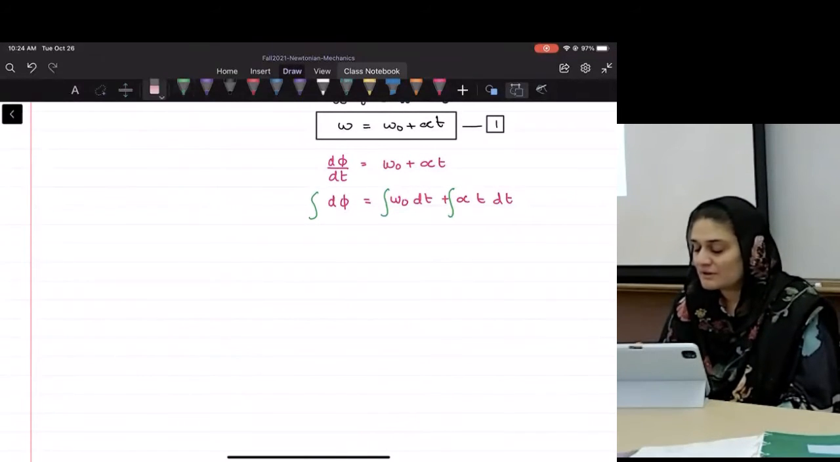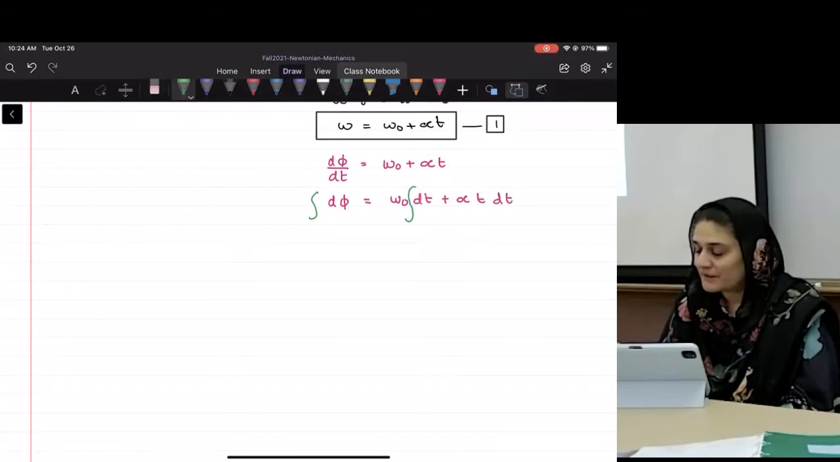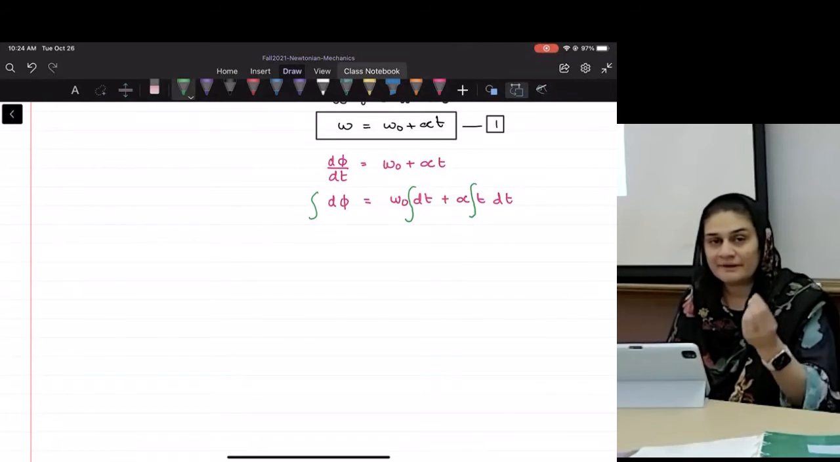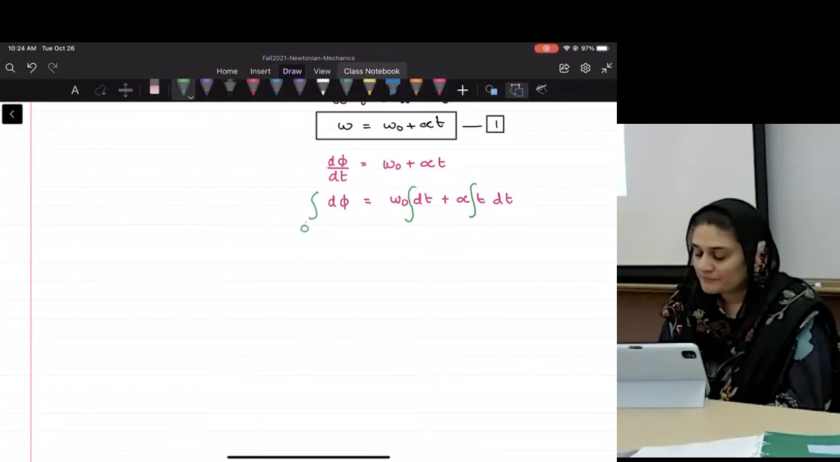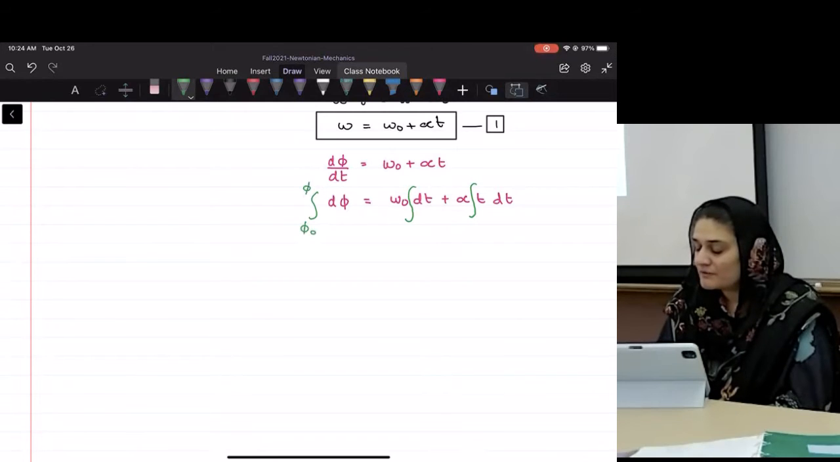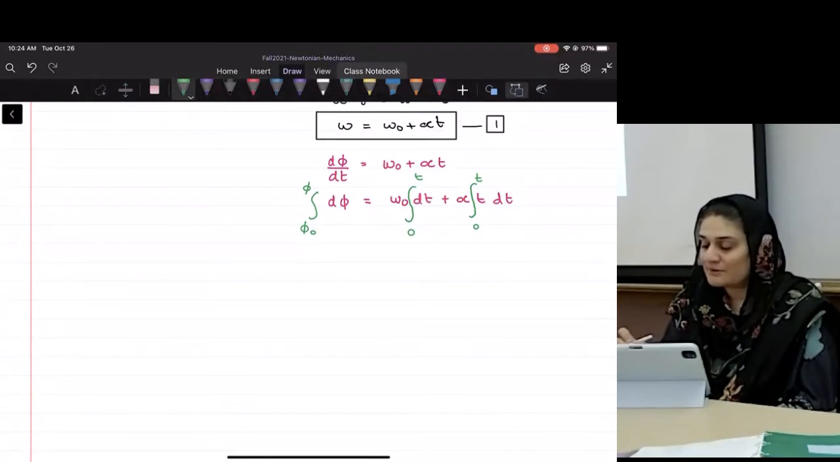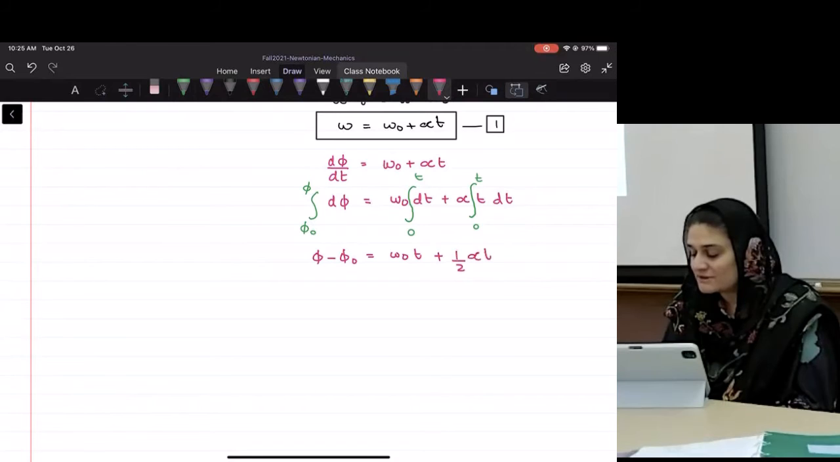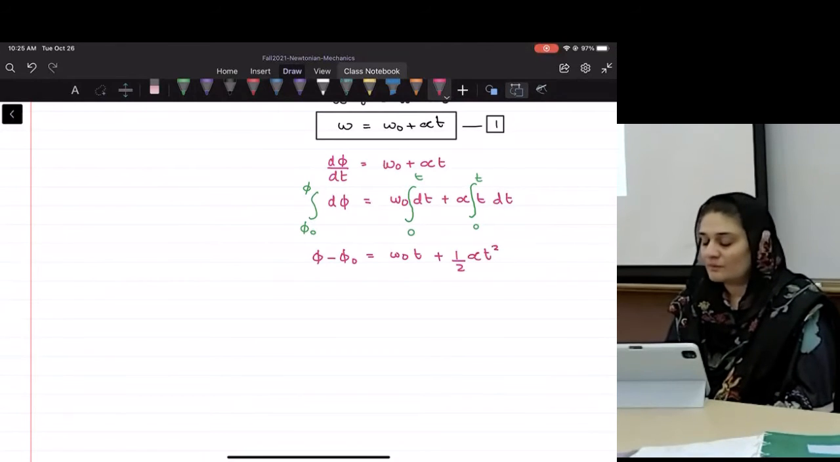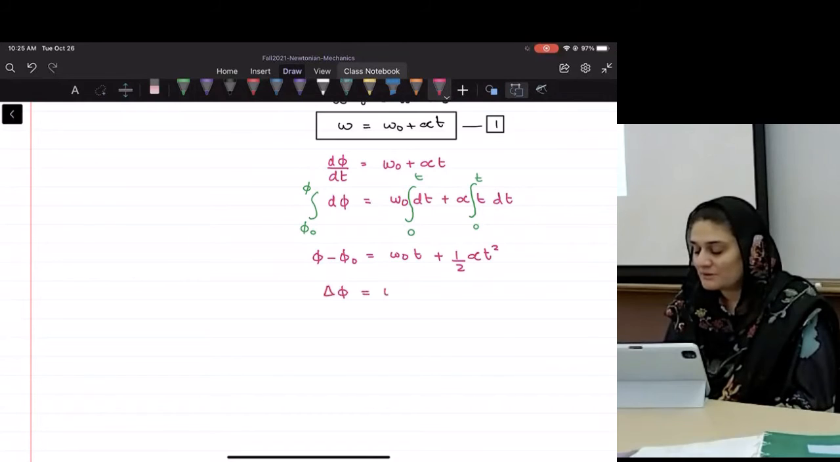That means you should do this in 2 steps. I'm going to just cheat. Can I write this? Omega naught is a number. Alpha is a number. Just comes out. Okay. That means from some phi 0 to some phi, from 0 to t, and from 0 to t. Are those our limits of integration? Means I will get phi minus phi naught equals omega naught t plus 1/2 alpha t squared, or delta phi equals omega naught t plus 1/2 alpha t squared.